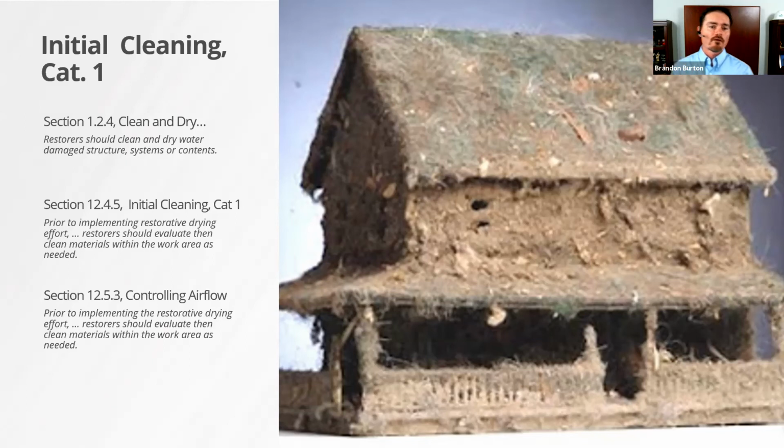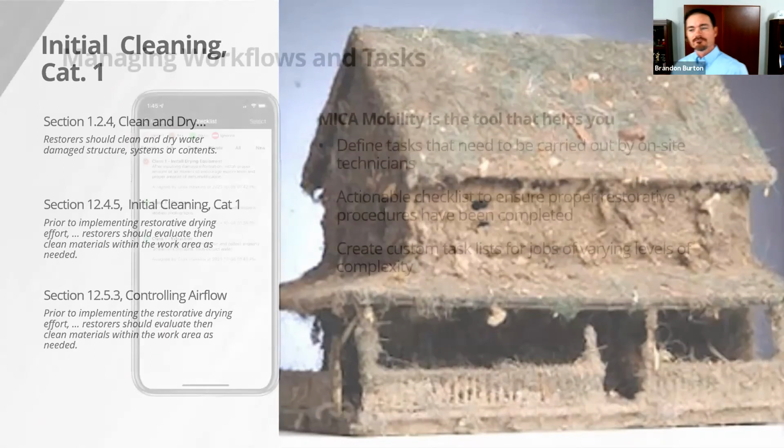Section 12.4.5, with initial cleaning on category 1, it states again, prior to implementing restorative drying efforts, restorers should evaluate, then clean materials within the work area as needed, right? So evaluate, and wherever necessary, pre-clean. 12.5.3, controlling airflow, prior to implementing the restorative drying effort, restorers should evaluate, then clean materials within the work area, again, as needed. Right? So several different places here where that is touched on and addressed. So with that, hand it back over to Clark.